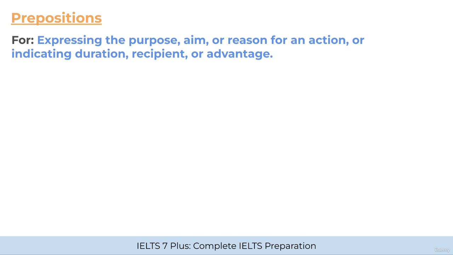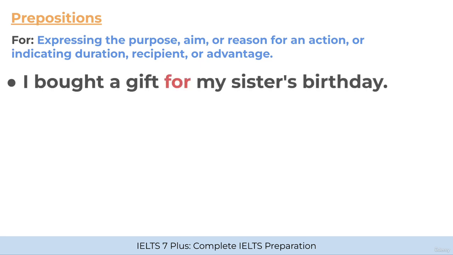For. This expresses purpose, aim, or reason for an action. It can also indicate duration, recipient, or advantage. So it's quite flexible, this one. You might see it in various different roles. You can say, I bought a gift for my sister's birthday. So that shows the recipient. Who's the gift for? Well, my sister, and my sister's birthday in this case.